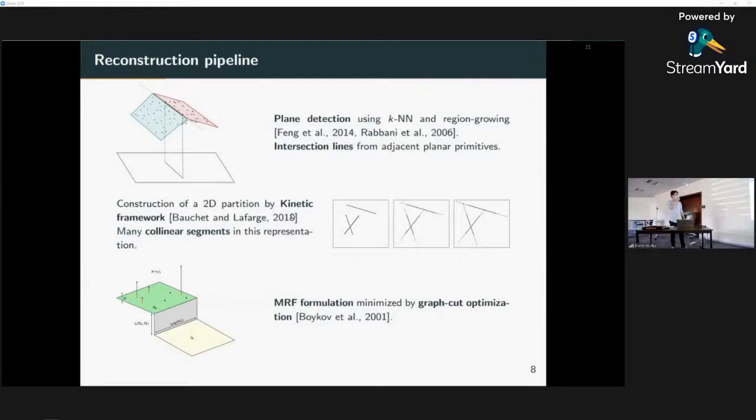And finally, once we have this 2D partition, we want to lift this back into a 3-dimensional model. There we use a Markov random field formulation, which, as its fidelity term, will try to be as close as possible to the 3D point cloud. And we'll have a regularity term that avoids having too many height jumps between neighboring cells.